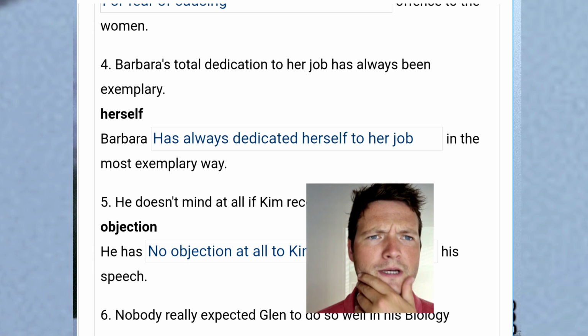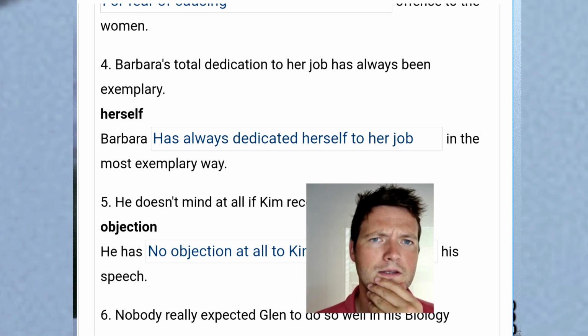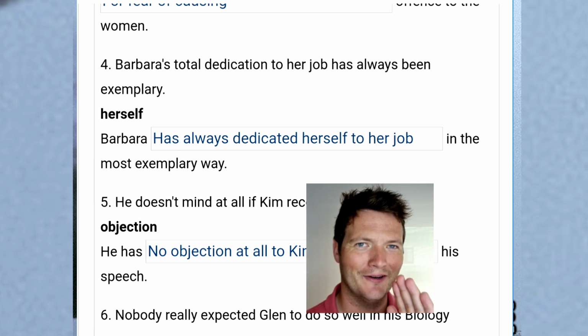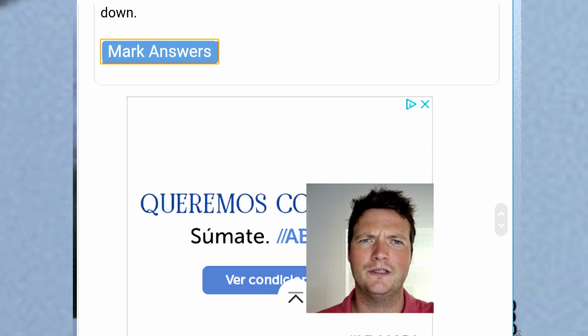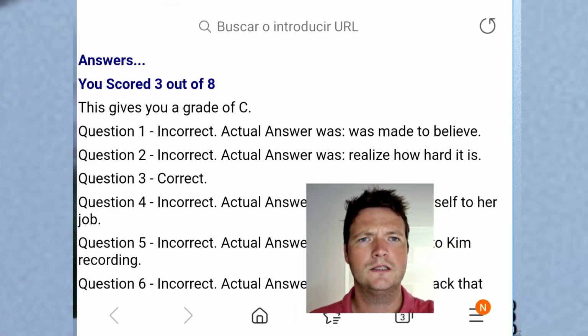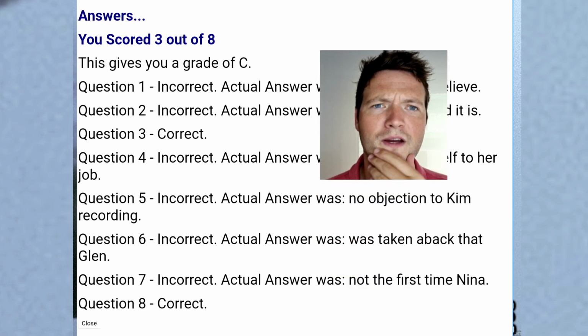I'm very confused about some of these answers. Yeah, I would say I'm 100% sure that my answer is better in number 4 than the official correct answer given. Okay, let's see what else it says I've got wrong. It says I've got number 5 wrong as well.